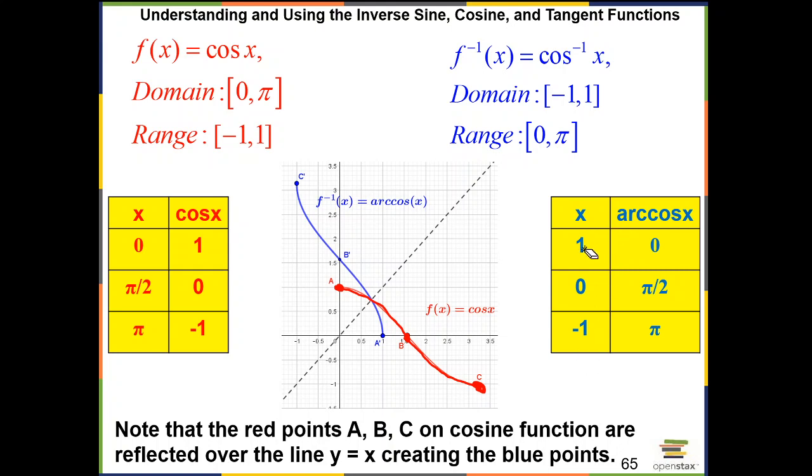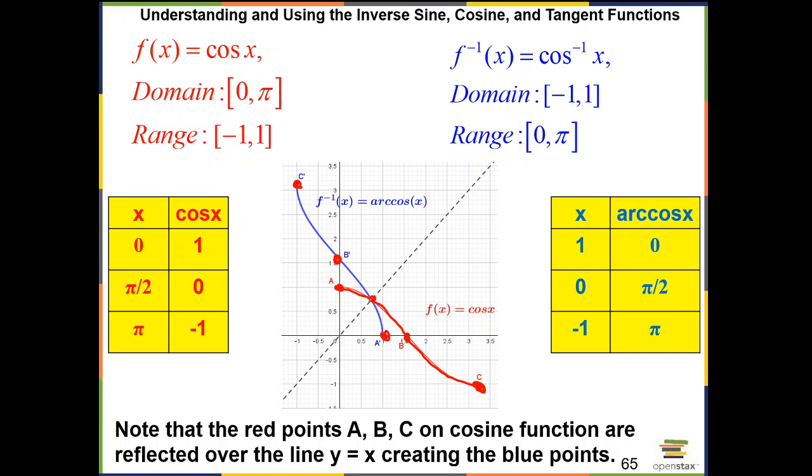So arc cosine of 1 is 0. Arc cosine of 0 is pi over 2. Arc cosine of negative 1 is pi. So we graph the blue ones, that one, this one, and this one. And notice these are just reflections. See that? Over what? Y equals x. So that blue graph is a graph of arc cosine.